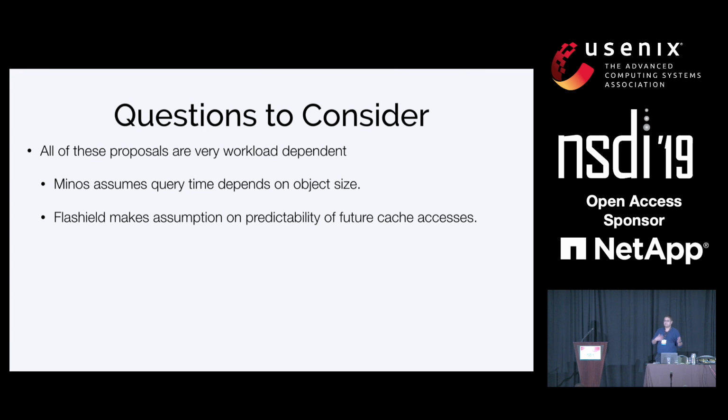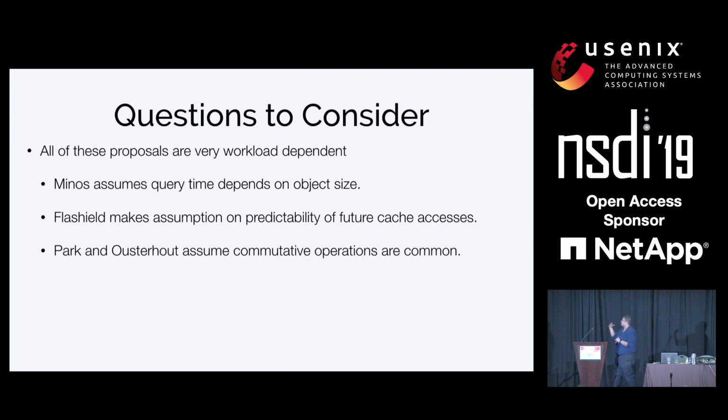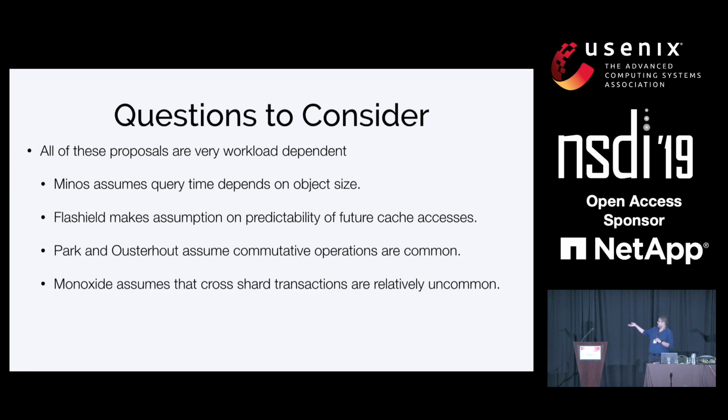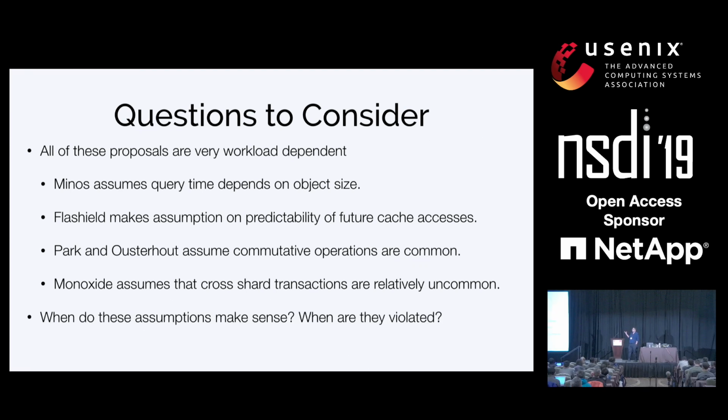It means, yes, you're using ML, but at some point there are underlying assumptions being made there about the space. And finally, for Pak and Ousterhout, there's this assumption that commutative operations are relatively common. And even for Monoxide, there's this other observation that you can partition in a way that cross-shard transactions in cryptocurrencies are rare. So a question that is always good to think about is, when do these assumptions make sense?